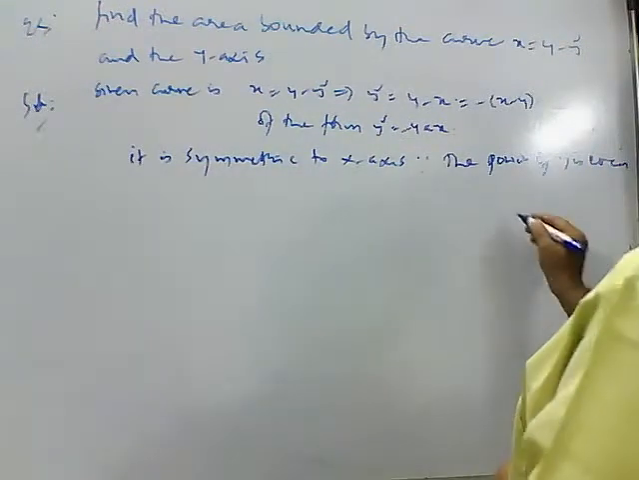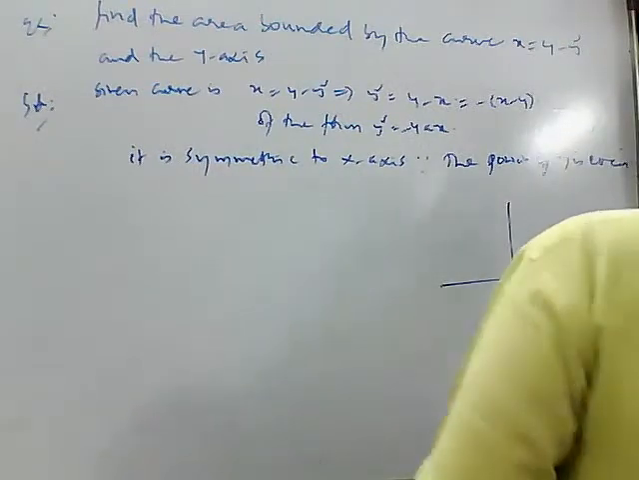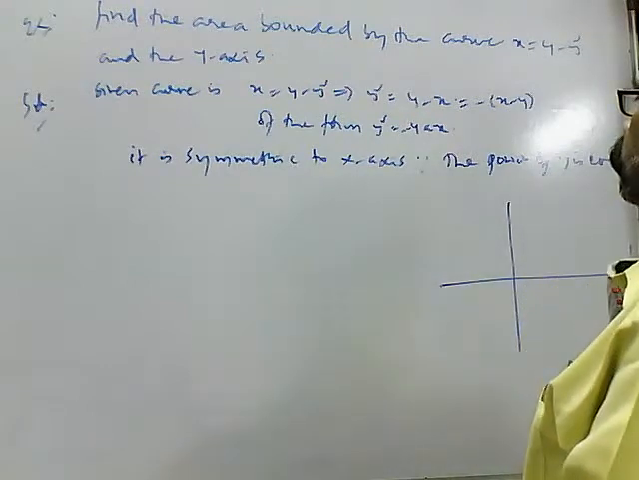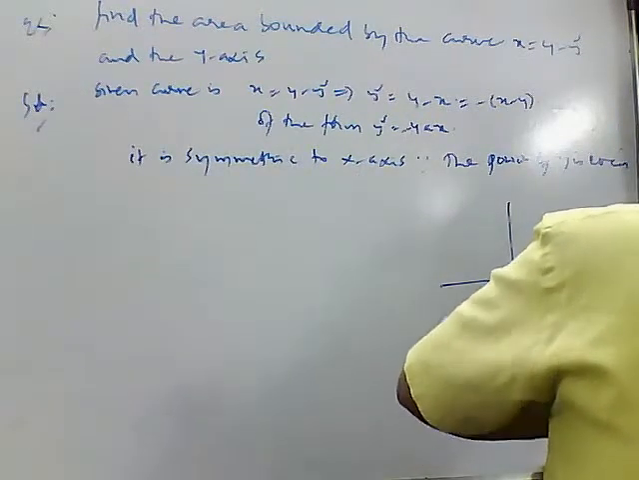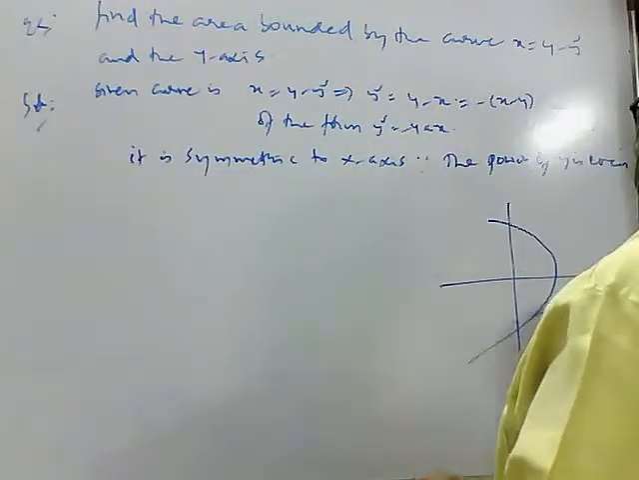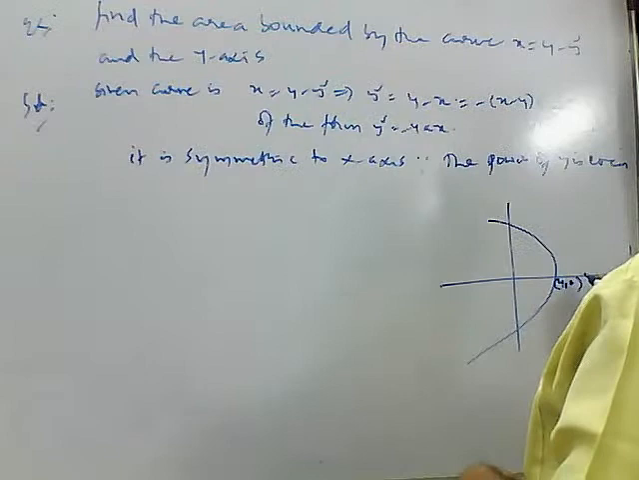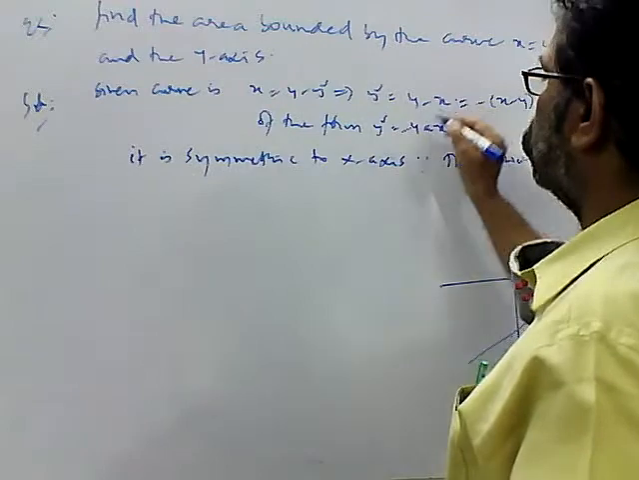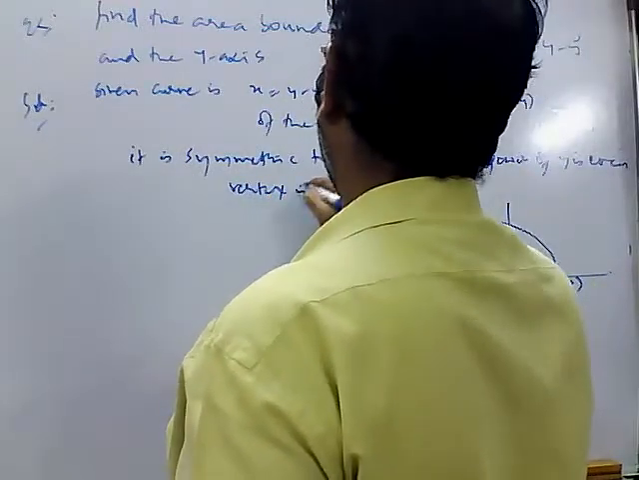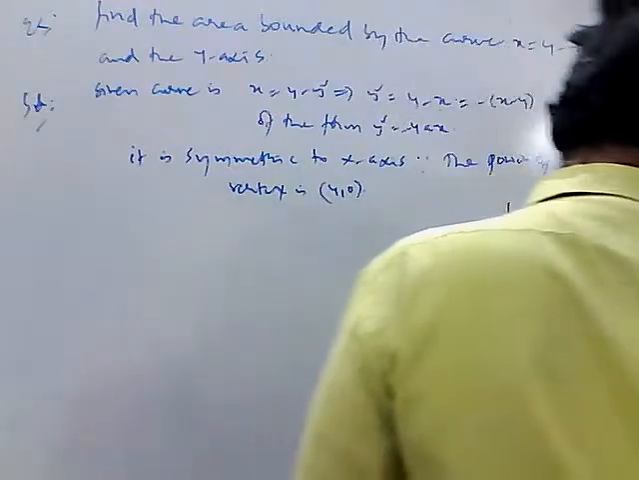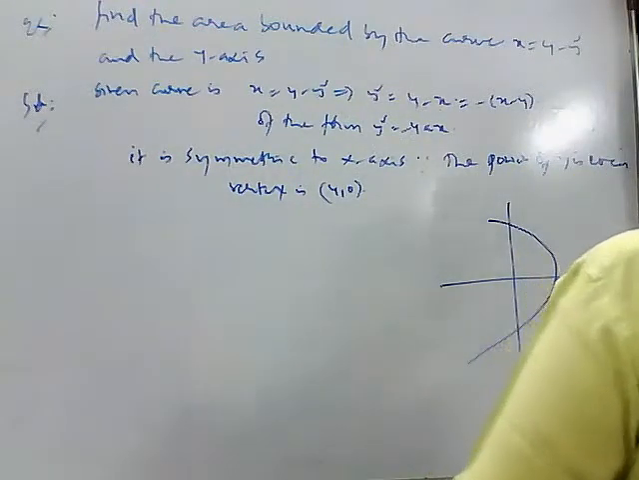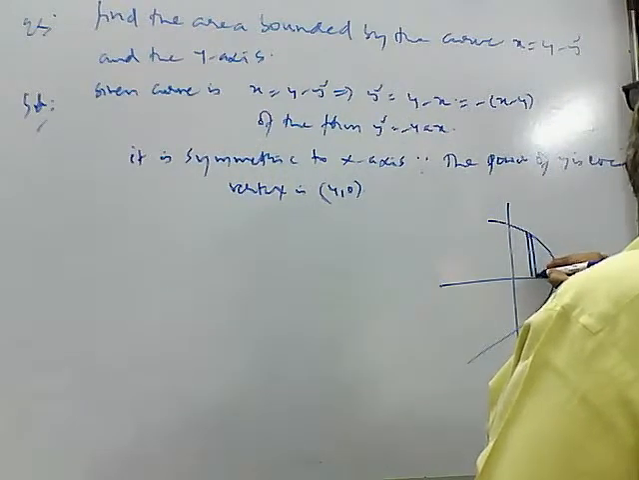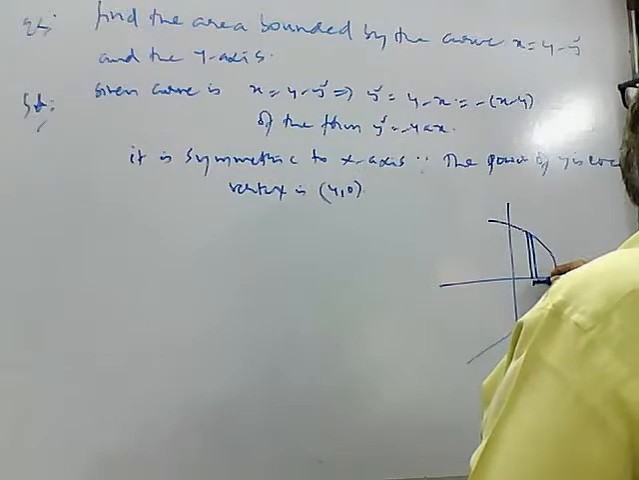So how will we draw the figure? What will come here? The vertex is 4 comma 0. So you will get the curve here, because the vertex is 4 comma 0. Next, we take this strip here, with width dx and height y.